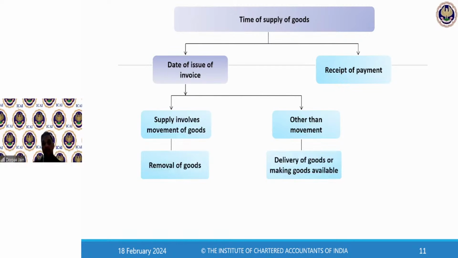So simple: where the goods are movable goods, or where the supply involves movement of goods, I have to deliver the goods to my customer and issue the invoice before removal of those goods. And in case of non-movement of goods, it is at the time of delivery of the goods or making those goods available.